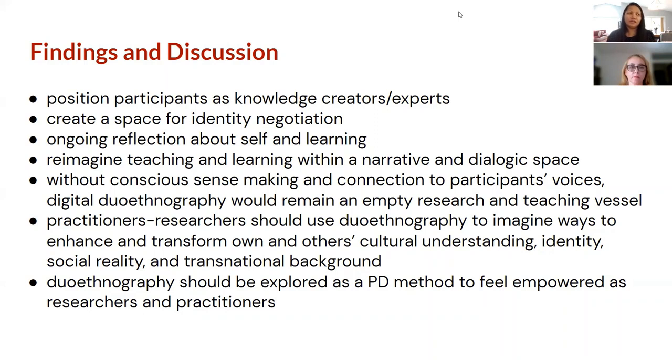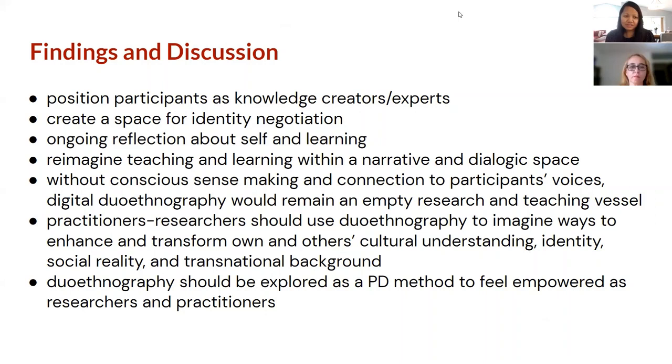Like Andrea mentioned in her slides, we get to reflect about ourselves, our teaching styles, our research, our interests, and our learning. And it also gives us the opportunity to reimagine teaching and learning within a narrative and dialogic space.